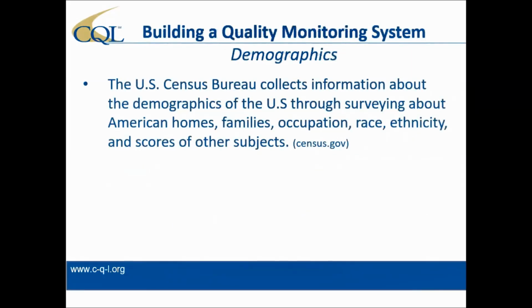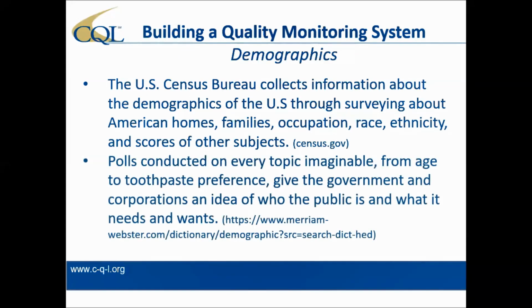The US Census Bureau also collects information about the demographics of the US. So they do this every 10 years. The last one was in 2010. Some of the demographic information that they collect are about homes and families, the occupations of people, race, ethnicity, and they have a whole bunch of other demographic information that they collect about people who live in the US.